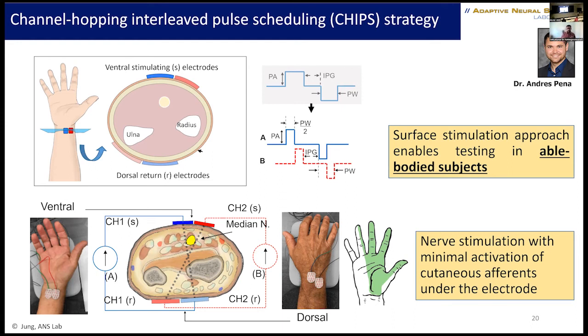And the basic idea here is you use channel hopping strategies to activate the nerve without eliciting any cutaneous percept under the electrode. Now, what this method really means for me is two things. One, it lets us work with able-bodied subjects to develop and refine the methods. And two, by using the channel hopping strategy, you can deliver extended periods of stimulation without causing discomfort under the electrode.